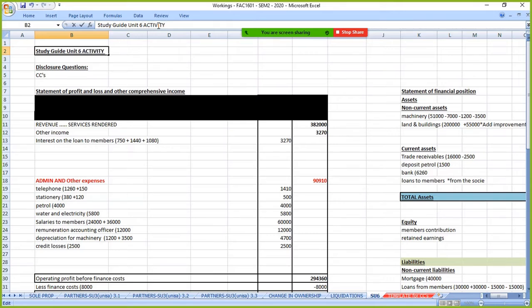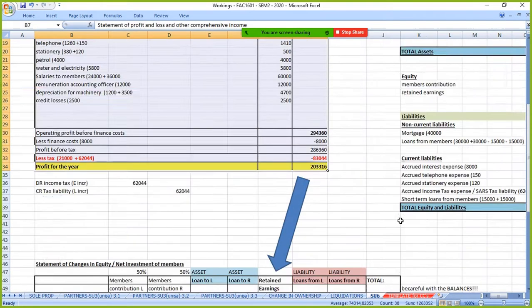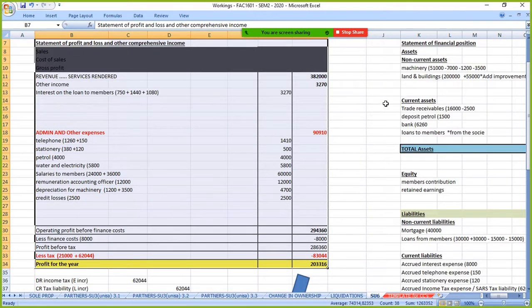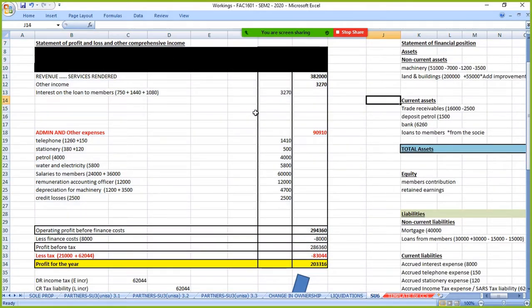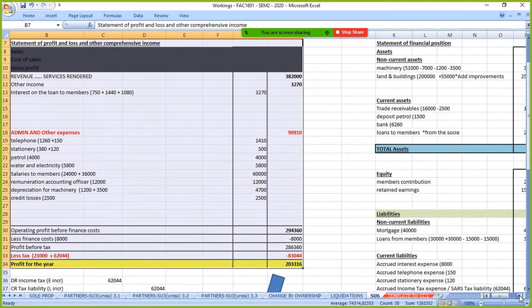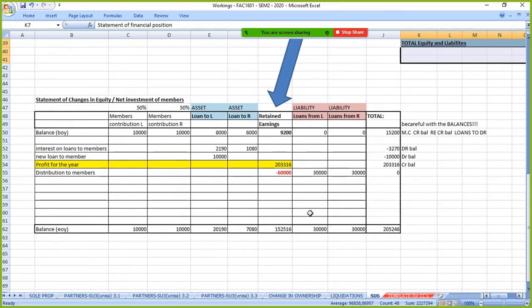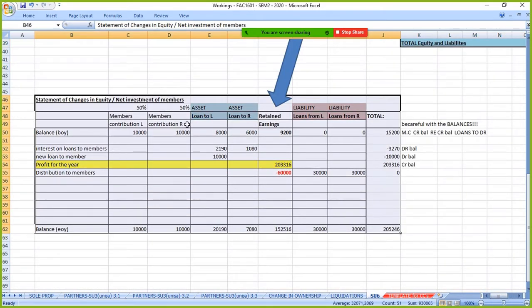Activity 6.1. That's a disclosure question. These questions are very, very popular in past papers. You will get one. It's not going to look like this though. You'll never ever be asked to do all three. If you've looked at past papers already, you'll see if they give you a CC question, they're either going to ask you for this, or they'll ask you for this, or they'll ask you for this. They won't ask you all of it in one question because then this one question could be out of 100 marks.